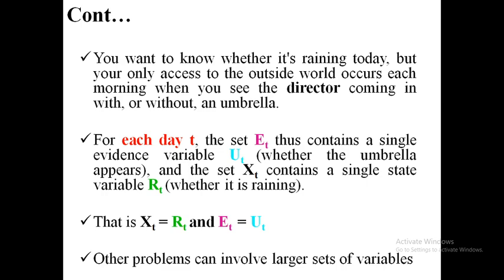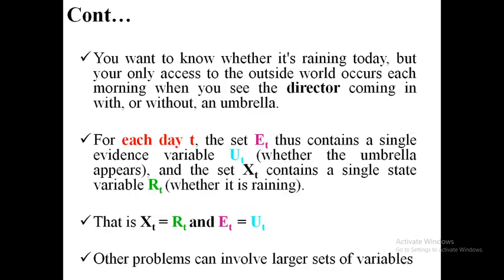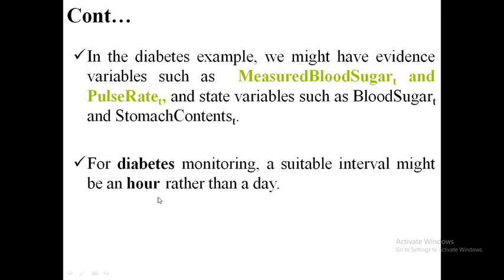So if you observe and verify these variables, the X is our random variable whose value we want to know at a particular time, and this X_t always depends upon the evidence for the perfect situation under uncertain conditions. So for us the evidence is the umbrella, and for us the X_t is R_t.